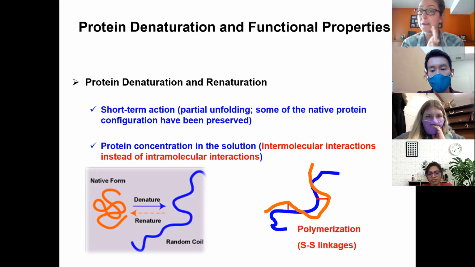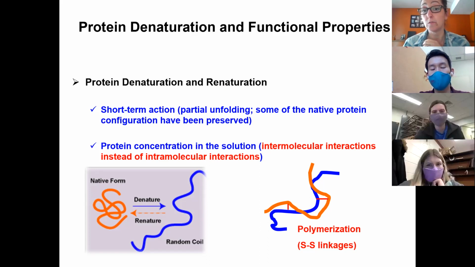Protein concentration plays a very important role. When we look at proteins in solution, if we have 1% protein versus 5% versus 10% protein, the higher the protein concentration under denaturation conditions, the more chances that you're going to form polymers, because you have more of the proteins in the solution and you're heating them all together. Then you have more chance to form polymers than if you have a dilute protein solution. So protein concentration takes part in the formation of irreversible denaturation.